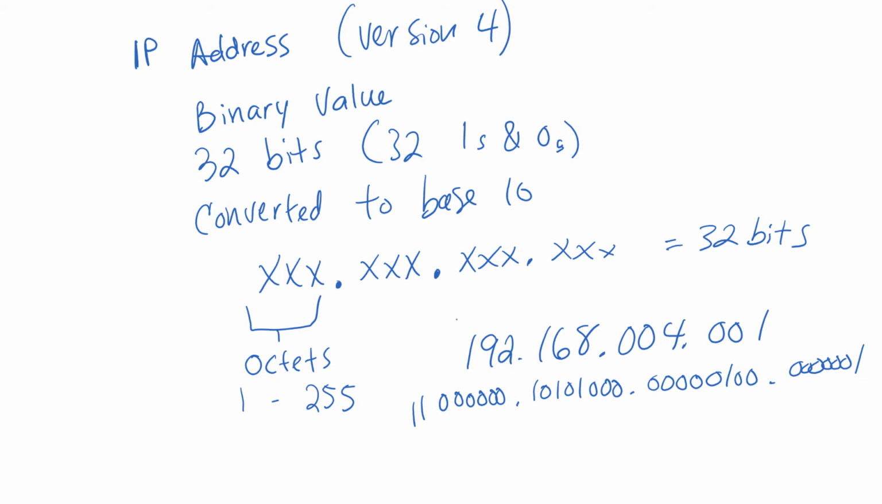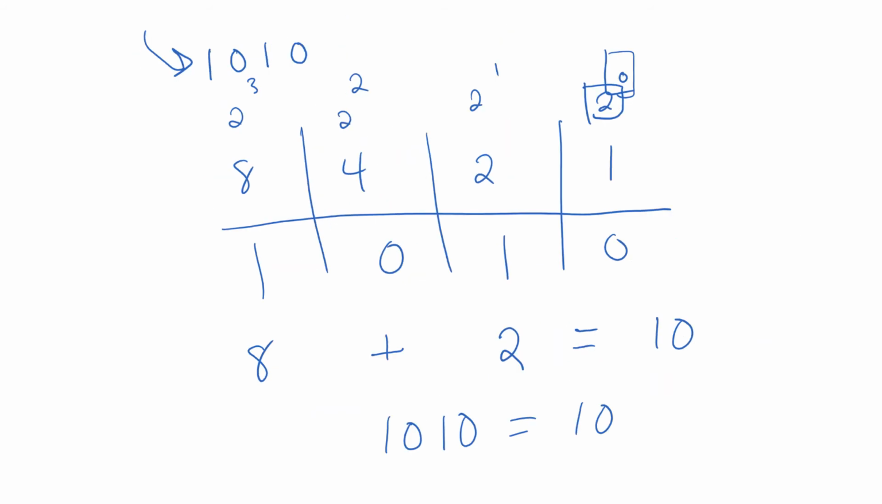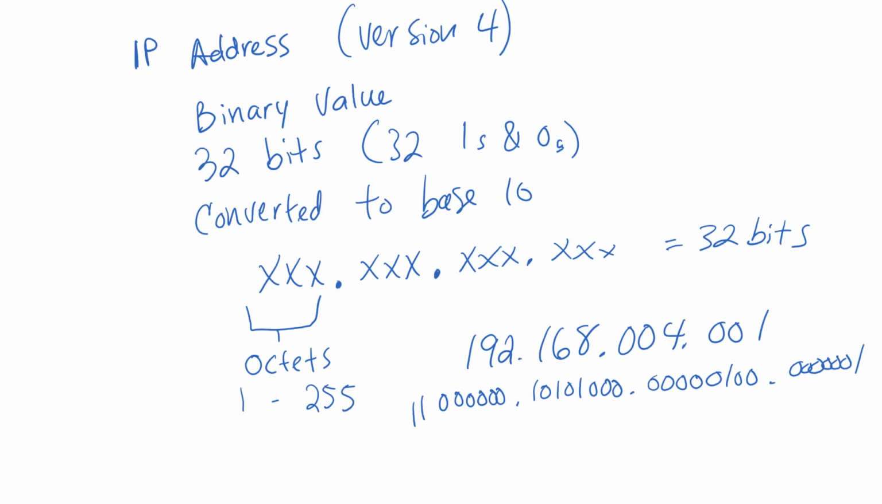Now we know how to convert these back and forth, don't we? We use our chart. We just use a longer chart. So you can convert 11000000 back to 192 using that chart. A 32-bit total value has a maximum mathematical amount of IP addresses of something like 4.2 billion.